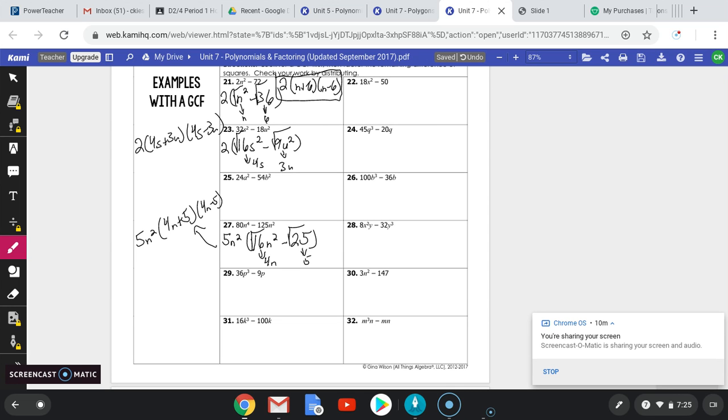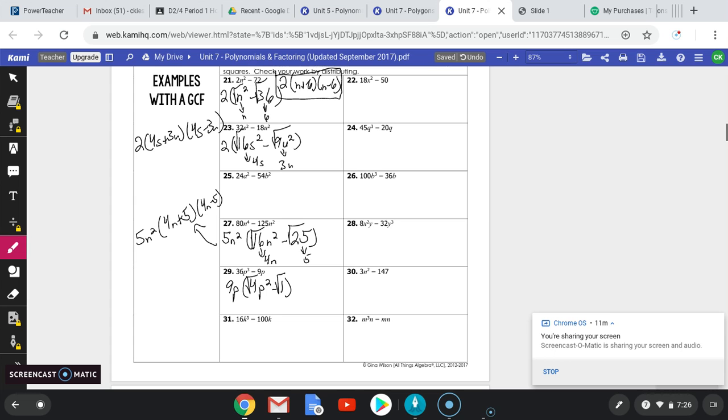We'll do one more example here, or two more, let's see. And we've got 29. Again, what's the greatest common factor that goes into both evenly? Well, the answer would be 9p. What's left over? Well, 4p squared minus 1. We have a difference of squares again. Square root of 4p squared is 2p. Square root of 1 is 1. So my final answer is going to be 9p, 2p plus 1, 2p minus 1.